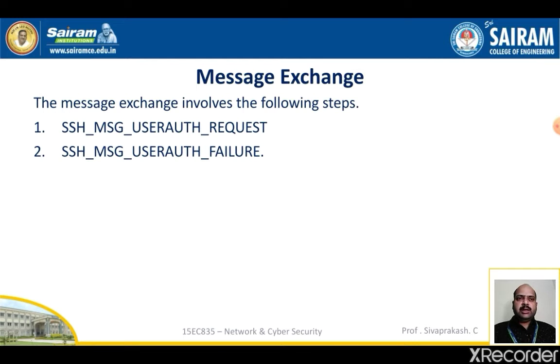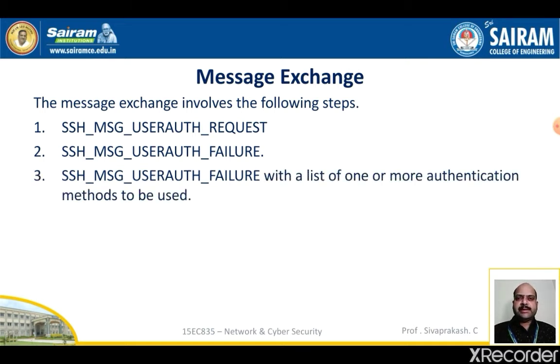If not, the server returns SSH_MSG_USERAUTH_FAILURE with the partial success value of false. If the username is valid, the server proceeds to step 3. In step 3, the server returns SSH_MSG_USERAUTH_FAILURE with a list of one or more authentication methods to be used. Fourth, the client selects one of the acceptable authentication methods and sends an SSH_MSG_USERAUTH_REQUEST with the user name, method name, and the required method-specific fields.